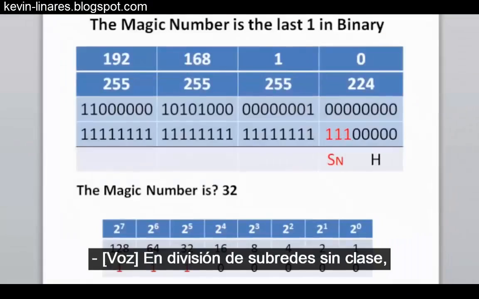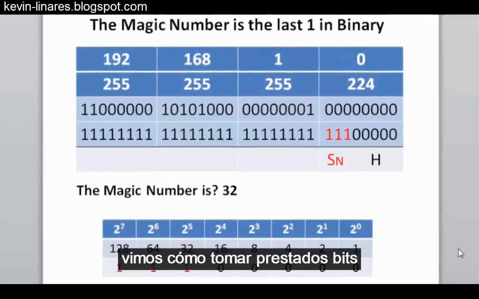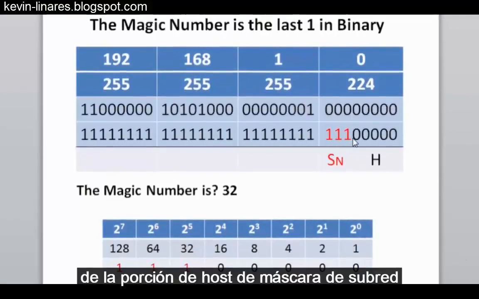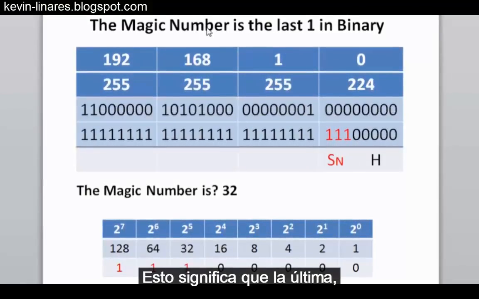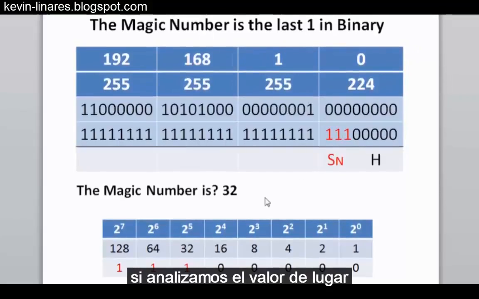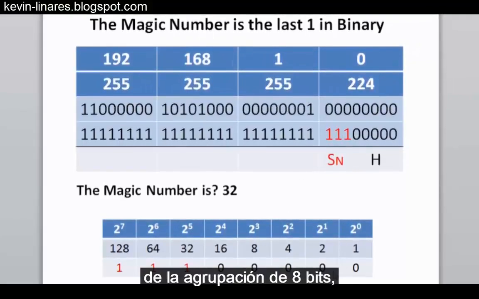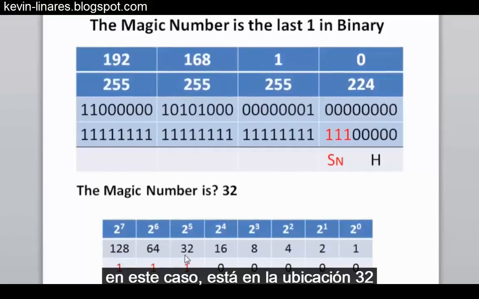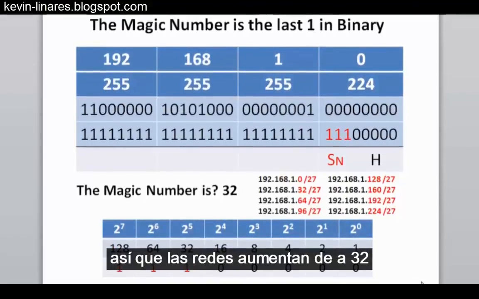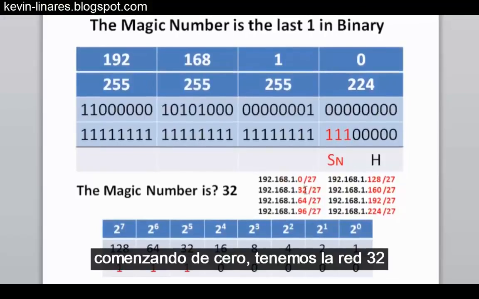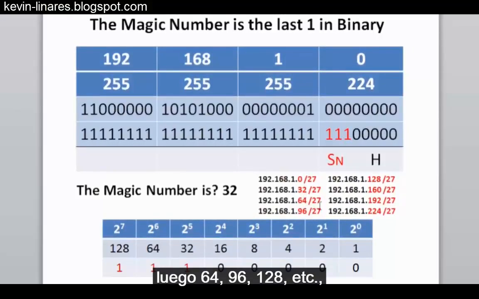In classless subnetting, we've seen how we can borrow bits from the host portion of the subnet mask, and that the last one that's borrowed is the magic number. If we look at the place value of the 8-bit grouping, the last one in this case is in the 32's place, so the networks go up by 32. Starting with the 0 network, we have the 32 network, then the 64, 96, 128, and so forth, but the networks go up by 32.